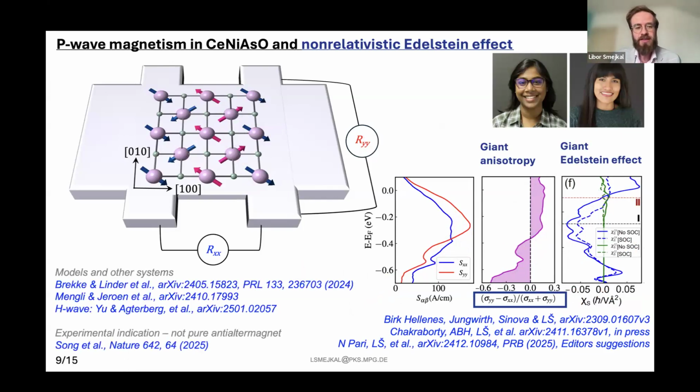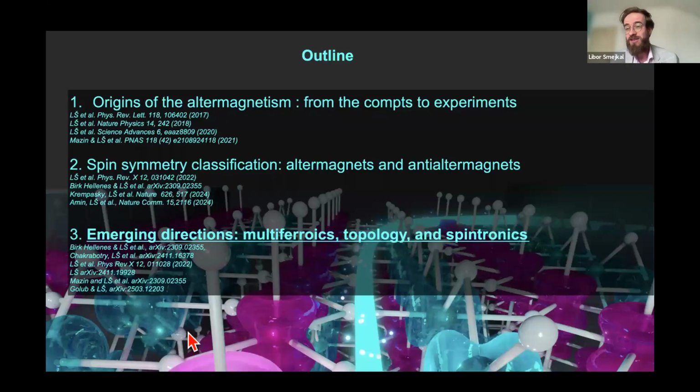I would like to highlight here that similar effects were predicted also by Mengli, Jerome, and Maya and Paul, as was discussed before. And we have also here now some experimental indications of such systems, which we have seen in yesterday's beautiful talk from Ricardo. Okay, so this brings me now to the last three highlights in the last part, which will be very brief, but where I would like to select, from the many emerging research directions of altermagnetism and anti-altermagnetism, three which I believe are particularly exciting directions.